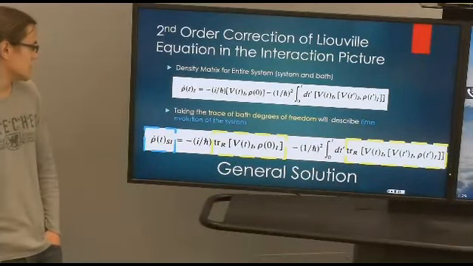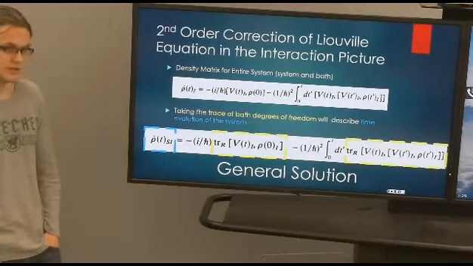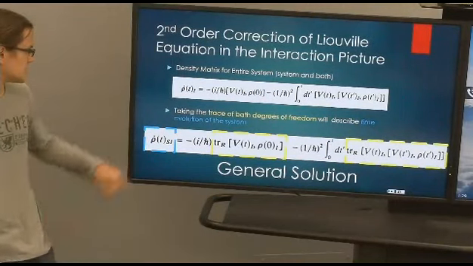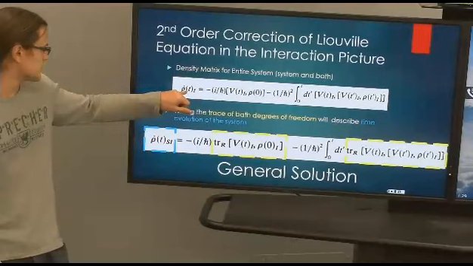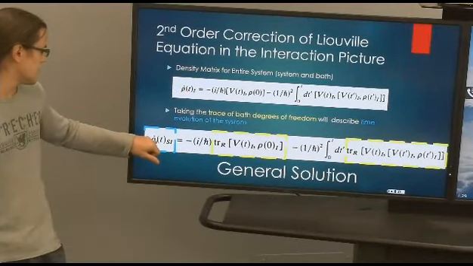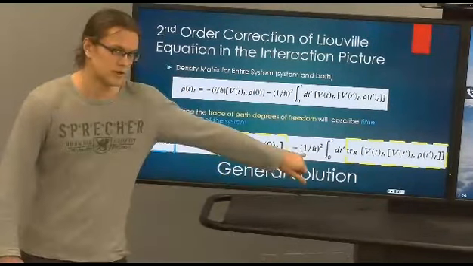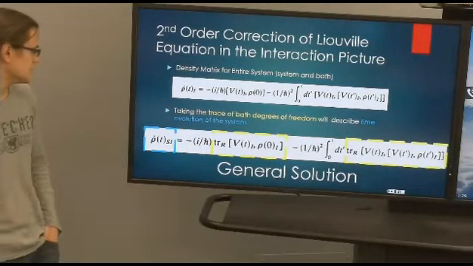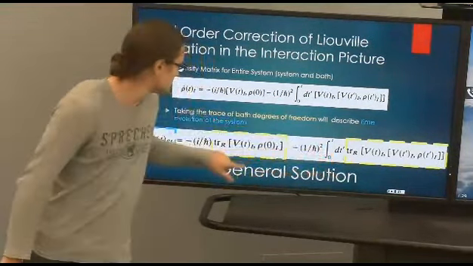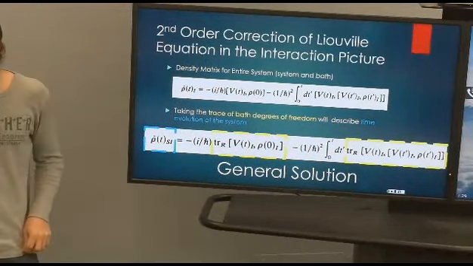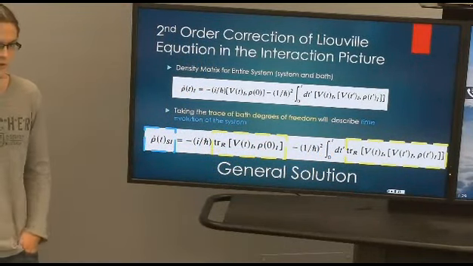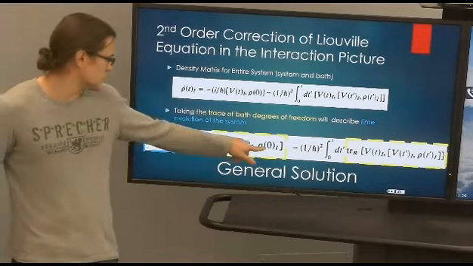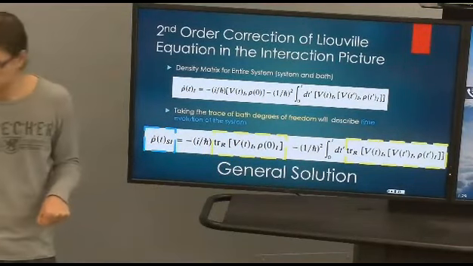And then since we're only interested in the dynamics of the system, we can take the trace of the Liouville equation here, and we can basically integrate out all the variables associated with the phonon, or the bath degrees of freedom. So that's what these trace operations here are representing. And this is like a general solution. We haven't made any assumptions about our potential and our density matrix yet.